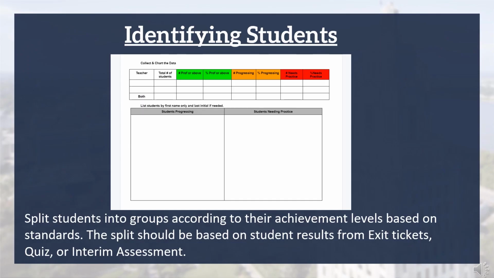Now that we've talked a little bit about the why, let's talk about the how. There are many ways to identify students and split them into groups. One way is to split them according to their achievement level based on standards. You can do this based on student results from an exit ticket, a quiz, or an interim assessment.